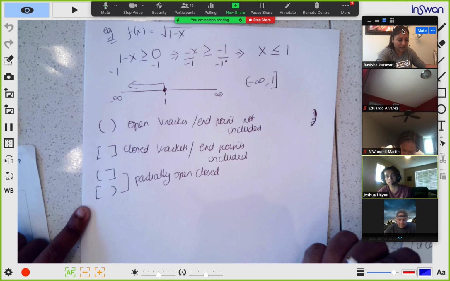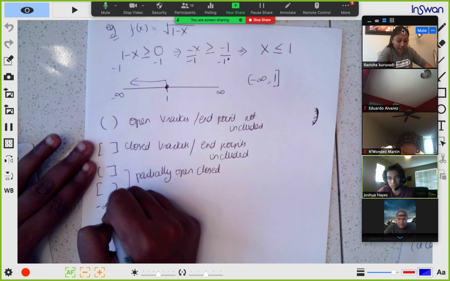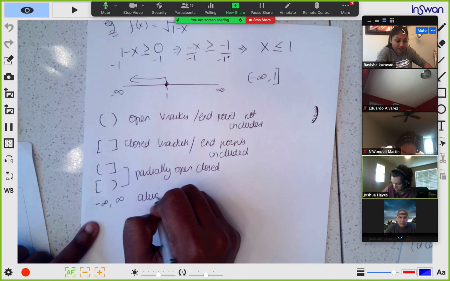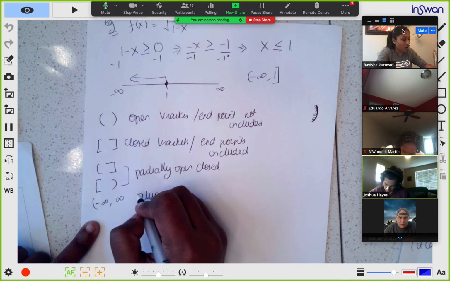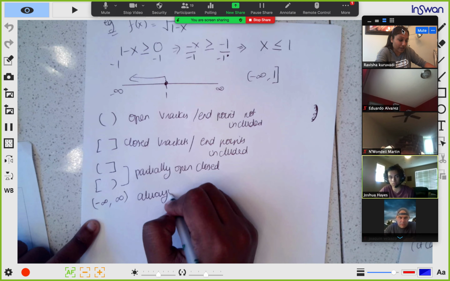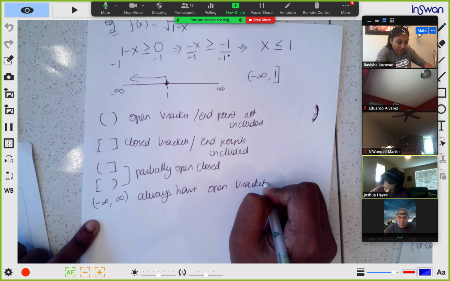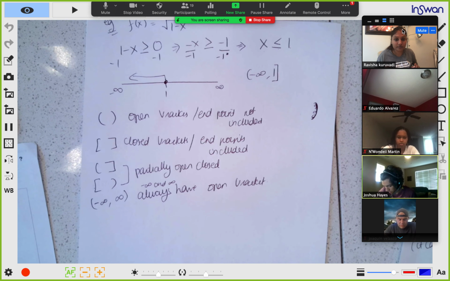Okay. And negative infinity to infinity. Wherever you see negative infinity, that will also have an open bracket. Wherever you see infinity, that will always have an open bracket. So negative infinity and infinity always have open brackets next to them. These are the rules for brackets, if you don't know.